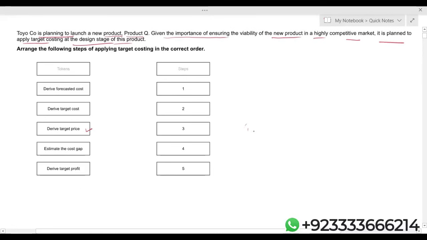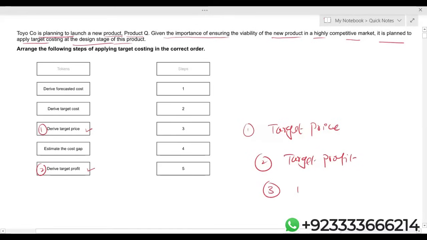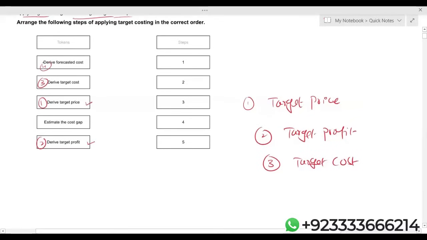So step 1 is the target price. Then I'll go for the target profit, which is going to be step 2. Logically, from the target price, we will deduct the target profit to get the target cost. So the third one is the target cost. Then we estimate the cost, derive the forecast cost, the estimated cost, and finally we'll have the cost gap.